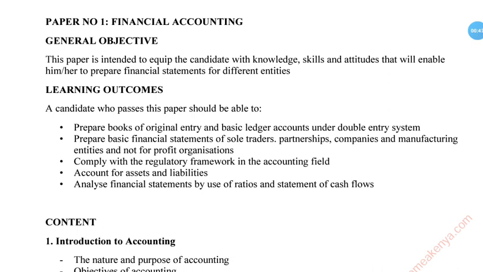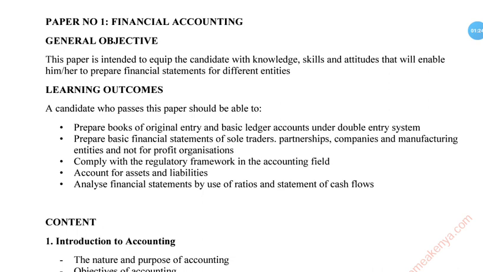In financial accounting, we prepare the books of original entry, the basic ledger accounts, and the double entry system. So what we are saying is that in accounting, we record transactions, the daily transactions, annual transactions. We record all the accounting transactions, we classify them, we summarize them, and finally we prepare the final books of accounts.